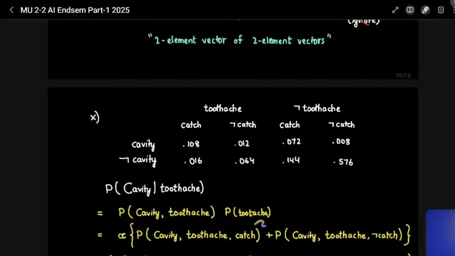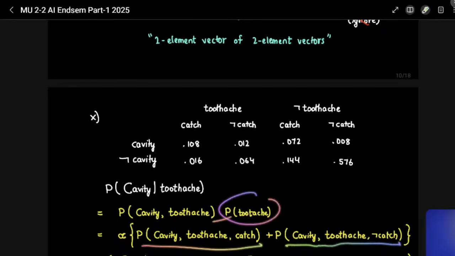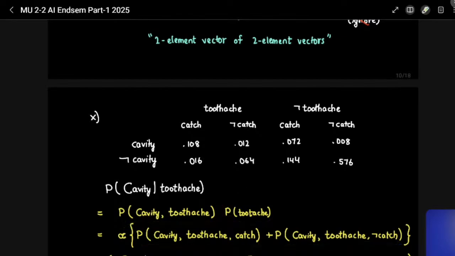So this is how I'll be splitting it. Probability of cavity comma toothache became probability of cavity, toothache and catch, probability of cavity, toothache and not catch. This probability of toothache is written as alpha. It's just a constant. You can compute it later.